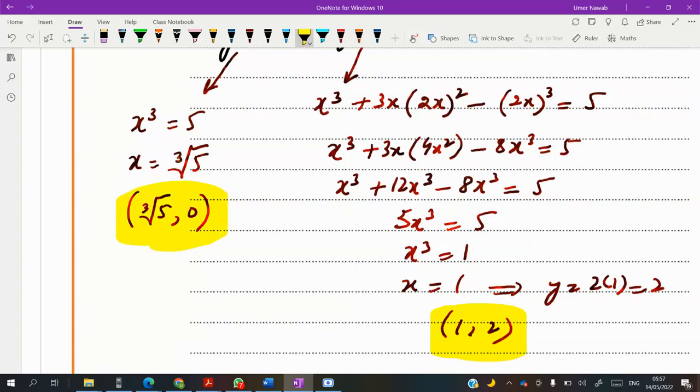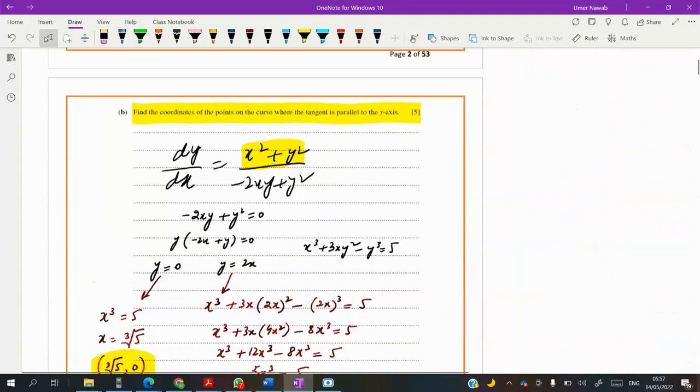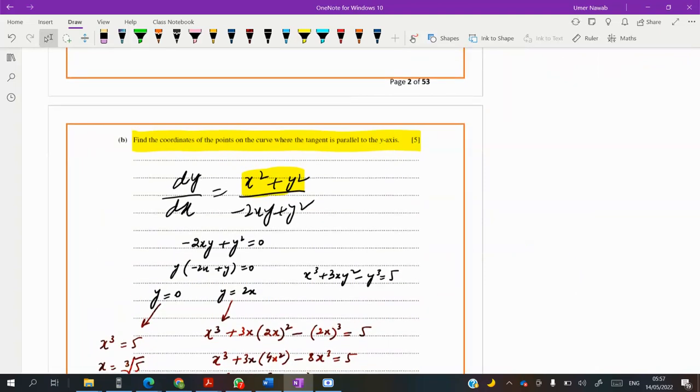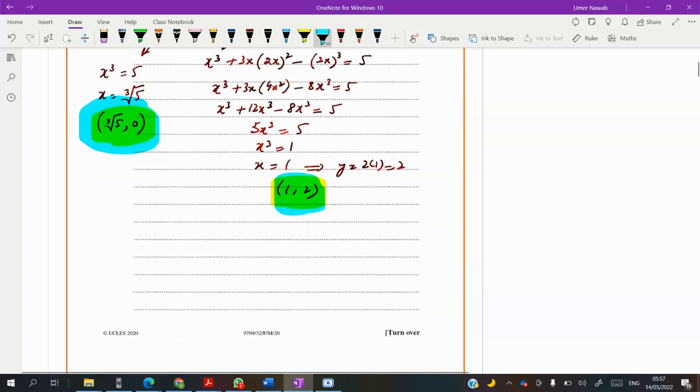So these are the 2 points where the tangent is parallel to the y-axis. Find the coordinates of the points. So the examiner mentioned find the coordinates of the points. The 2 points we have found are cube root of 5 comma 0 and 1, 2.